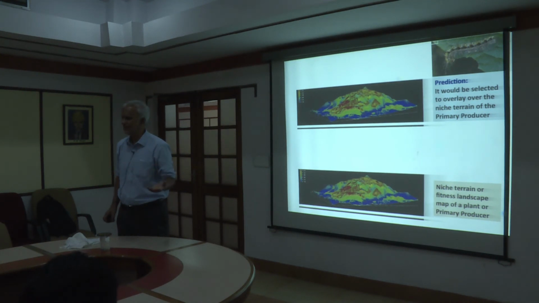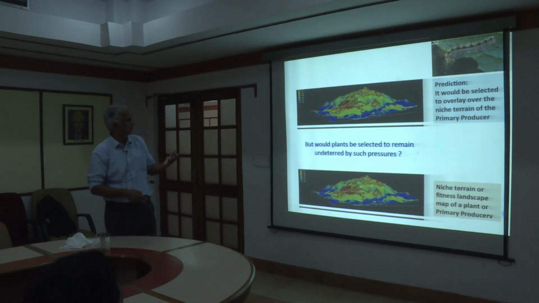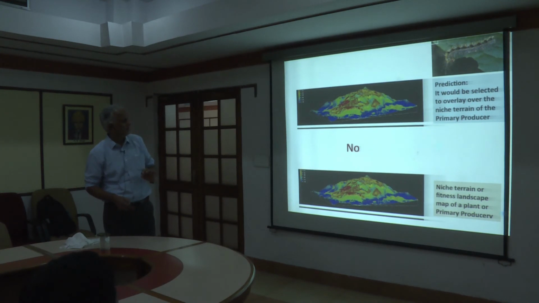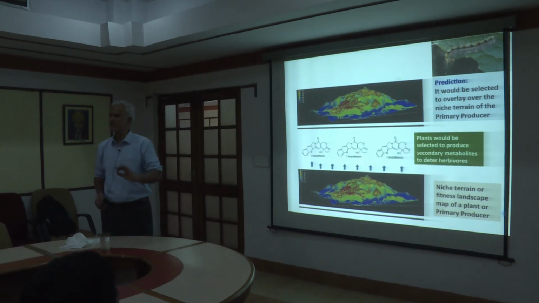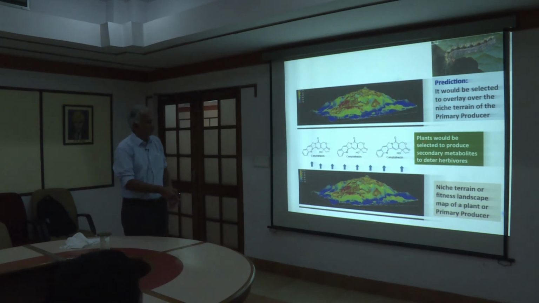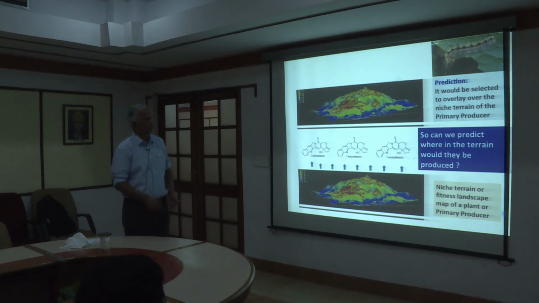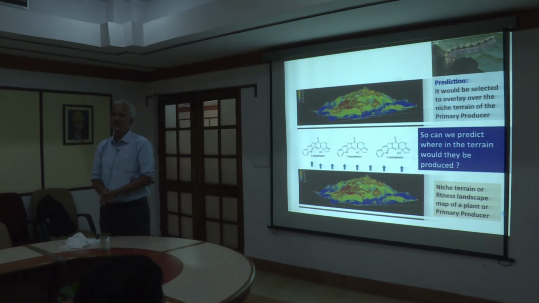and remain silent? So what would the plant do? The plant would generate some response to such pressure. How can it respond? It can now generate some responses by producing defense compounds, secondary metabolites. It can now produce thorns, it can produce spines, it can produce so many other things that will deter the herbivore. So if the plants are going to produce secondary metabolites, I can ask this question, can we therefore predict what will be the terrain map of the secondary metabolite produced by the plant in consequence to the insect homing onto the primary producer's terrain?